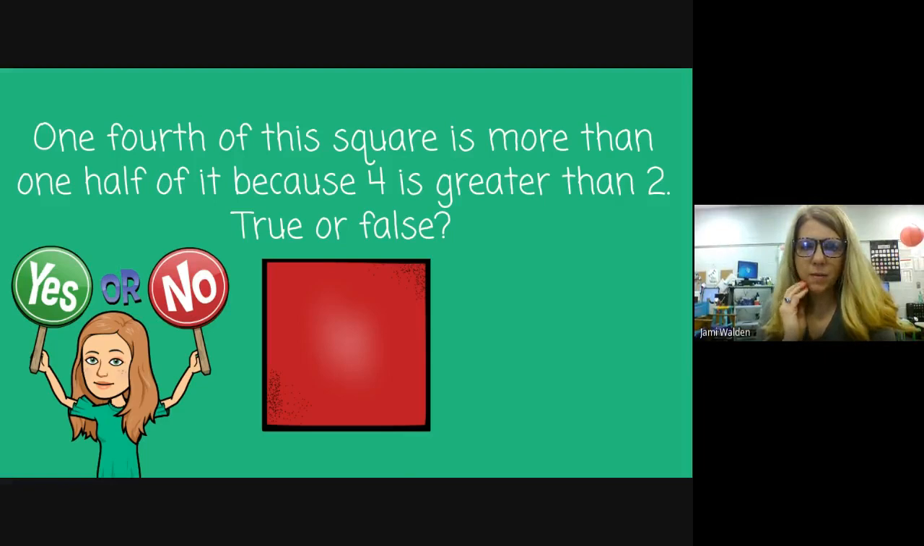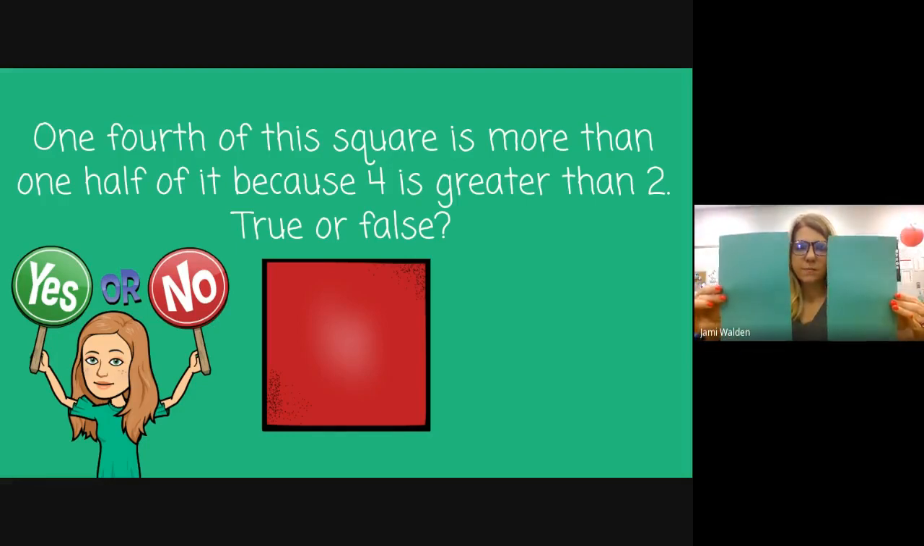Look at this statement. 1/4 of this square is more than 1/2 of it because 4 is greater than 2. Do you agree with that? Is that true or is that false? 1/4 is going to be more because 4 is greater than 2. No way. All right, let's see why not. Here I had a piece of paper, one large sheet of paper, and I cut it into 2 equal pieces. It's not a square, but it'll work the same.